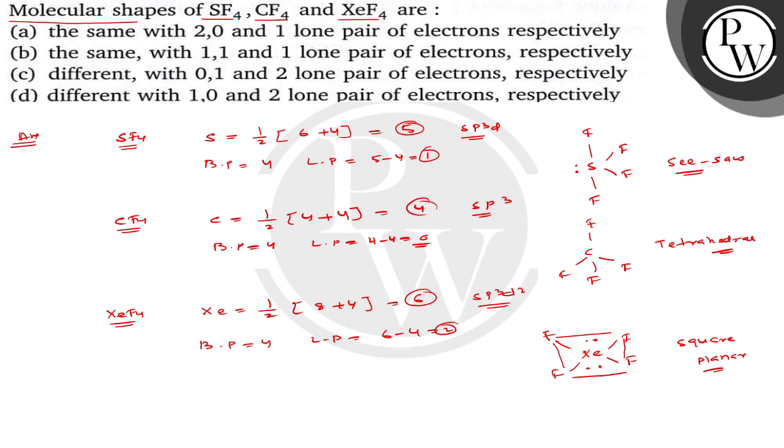ठीक है, so the correct option is: the molecular shape of the species are different with 1, 0 and 2 lone pairs of electrons respectively. So the option D is correct.